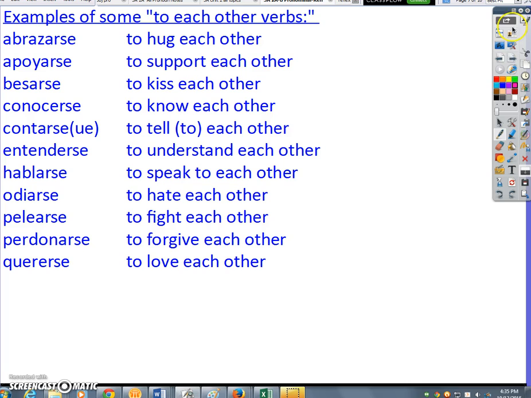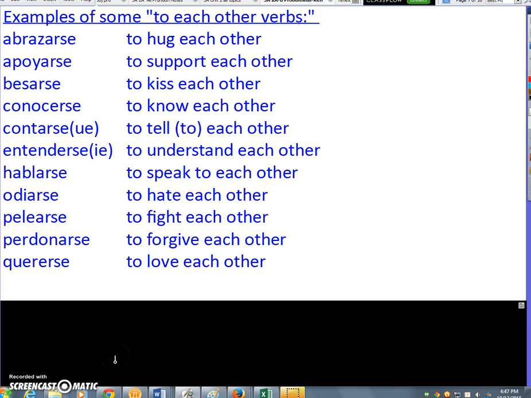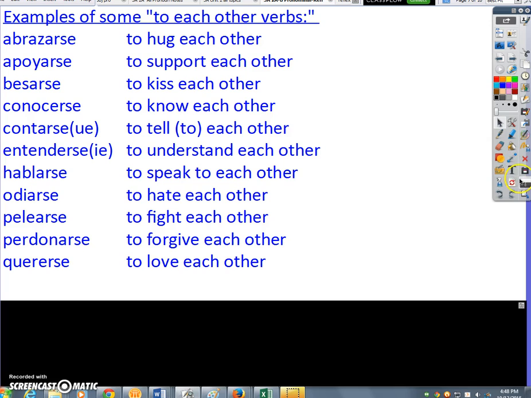Let's look at a few examples that your book will be using. Most of these are already vocab. They've just taken it from to support to now to support each other, or they're from our yellow sheet. So we've had a lot of these before, but I think odiarse and pelearse might be new or relatively new. So you want to make sure that you're making note of everything and you don't forget to study your notes along with your note cards. All right, so what else do we need to know?